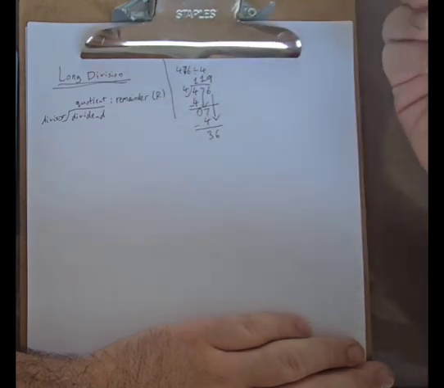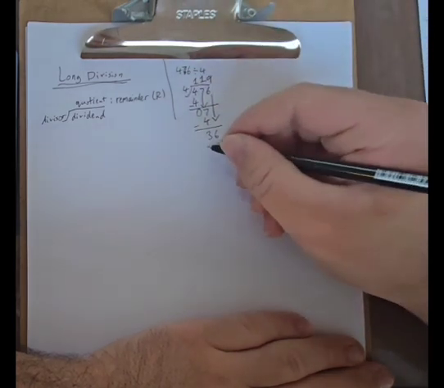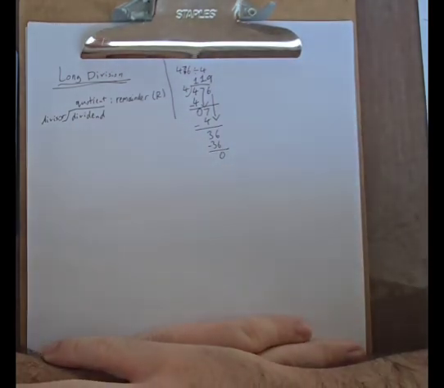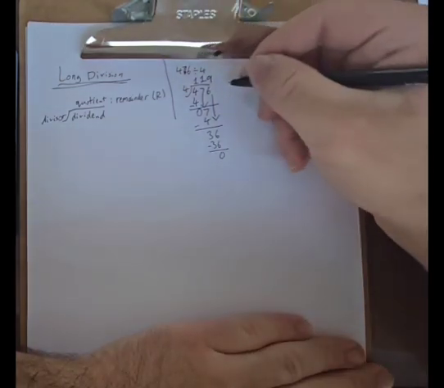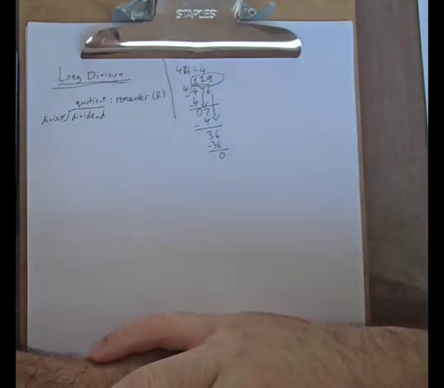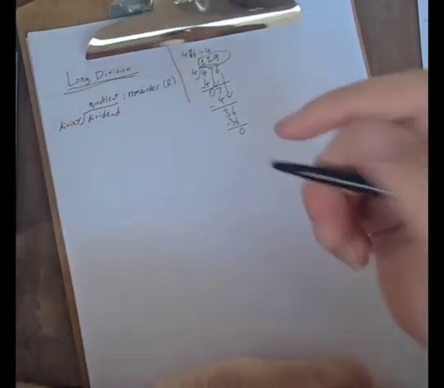And what else do we do from here? 9 times 4 is 36, so we subtract 36 from it, we get 0. There's no more digits to bring down, which means we're done. We have our answer, 119 for this problem. Let's do another similar problem.